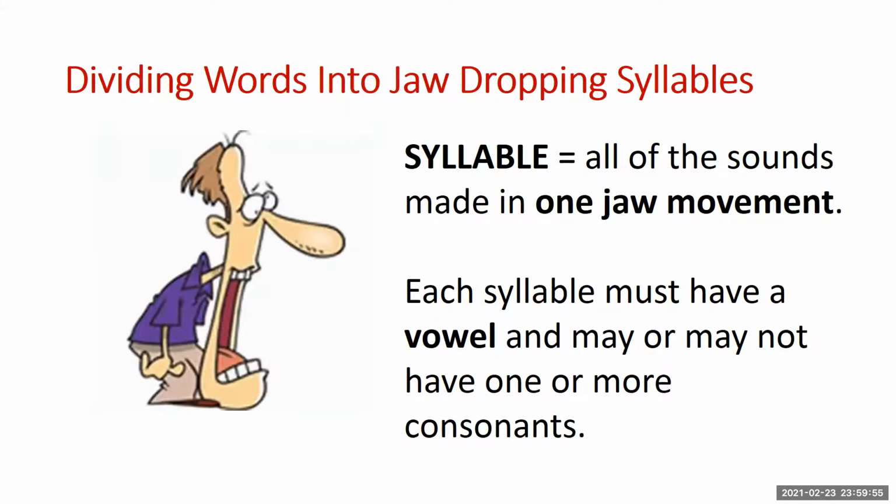Okay, now that we know the syllables, we can start talking about polysyllabic words, where you have to put multiple syllables together for spelling, or for decoding, separate the syllables. Remember, a syllable is all of the sounds made in one jaw movement. Each syllable must have a vowel and may or may not have one or more consonants.